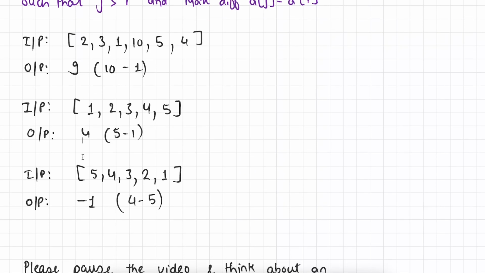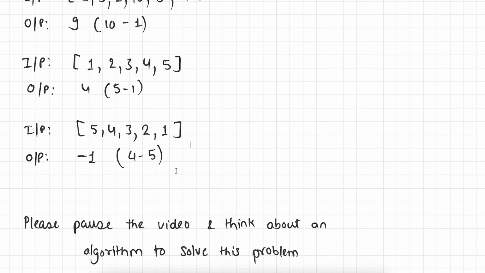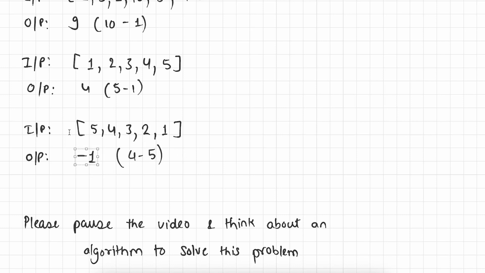Okay, now let's see the next example. In the next example, these numbers are arranged in decreasing order: 5, 4, 3, 2, 1. In this type of case, you are always going to get differences that are negative numbers, and the maximum one you get is by subtracting 5 from 4, which is minus 1. If you consider any other pair other than this, you always get a number smaller than that. You get minus 2, minus 3, minus 4, like that.